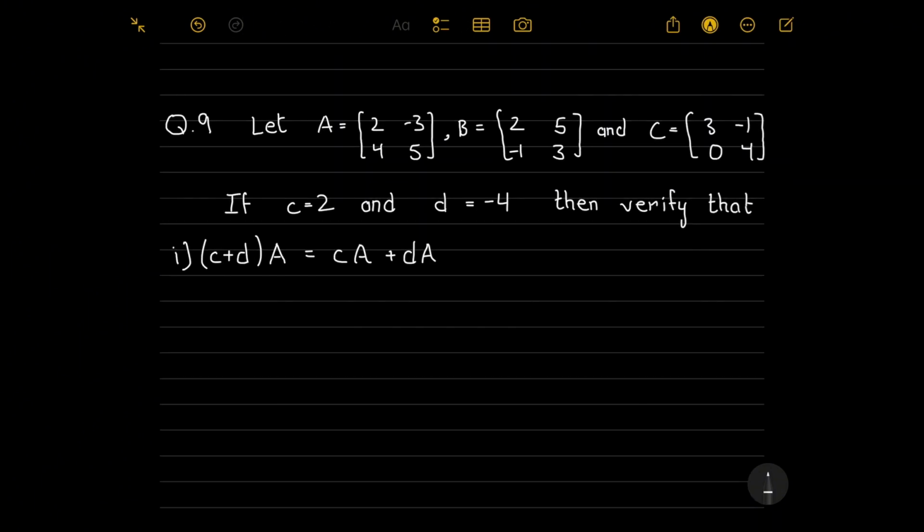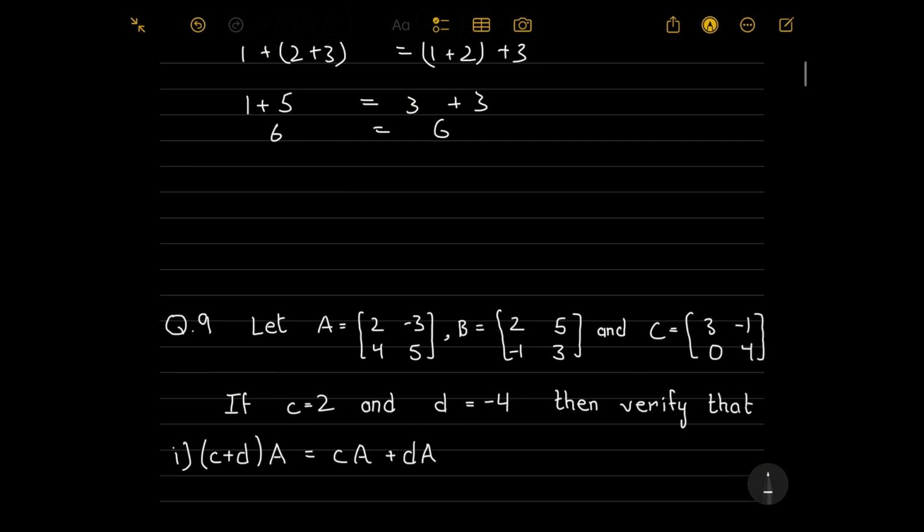Question number 9, the first question, says: let A, B, and C be these matrices. If c equals 2 and d equals -4, then verify this equation. We are given the values of small c and small d, and we are also given the values of these matrices. Here, there's another property which I missed, called the distributive property.